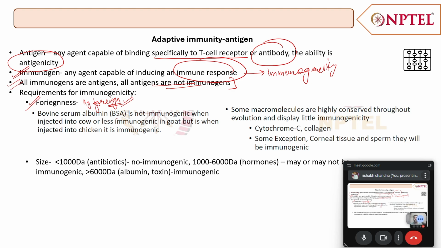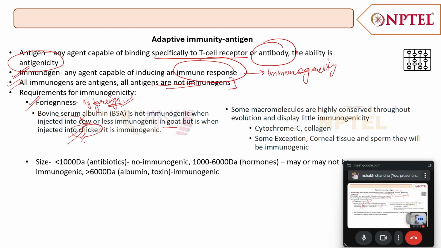So for example, BSA is not immunogenic when injected into a cow because it has been isolated from the cow itself, or it can be less immunogenic in a goat, but when it is injected into a chicken, it will be more immunogenic because it is not from a near relative of that particular organism, so that's why it will be foreign in chicken.